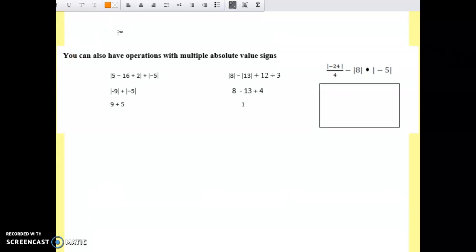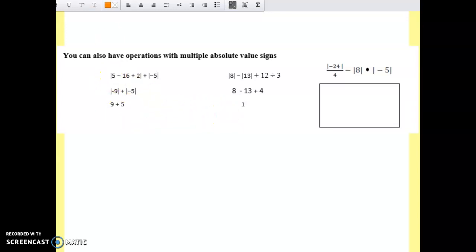All right, taking it a little step further, you can also have operations with multiple absolute value signs. You still follow the idea of that absolute value. It needs to get pared down to one single digit before you can pop it out of the absolute value signs and take the positive version of the number. And you're also following order of operations. So I have 2 examples here done for you.